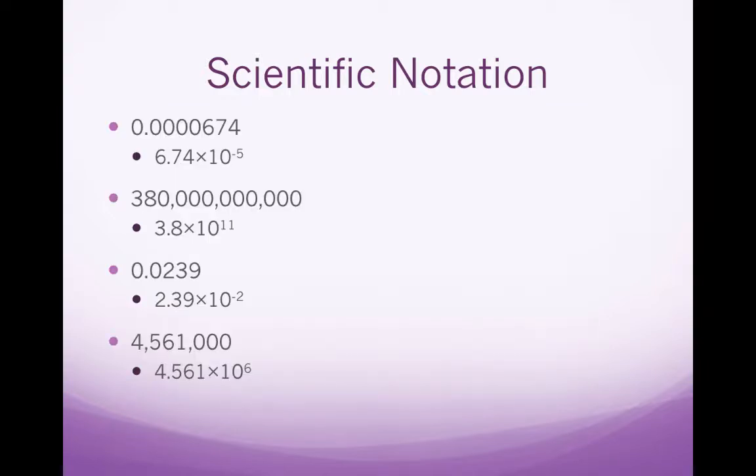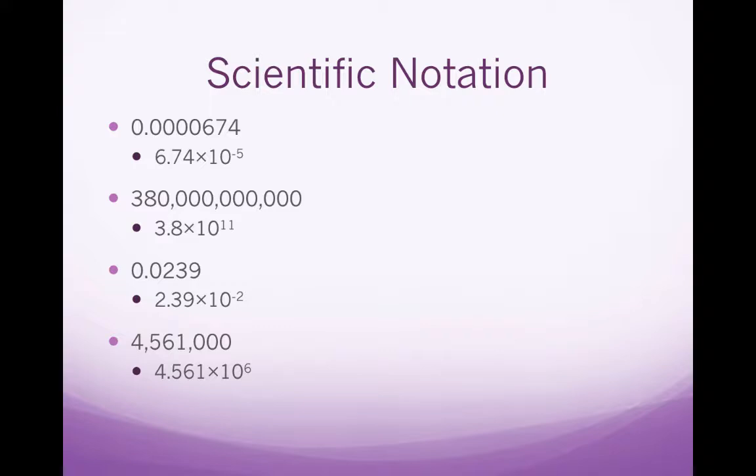So here's some examples. 0.0000674 in scientific notation is 6.74 times 10 to the negative fifth. In order to get a coefficient of 6.74, I had to move the decimal to the right 5 times. That's how I get 10 to the negative 5. In the next example, we have 38 with 10 zeros. So that's 3.8 times 10 to the 11th. In order to get a coefficient of 3.8, I had to move the decimal place to the left 11 times.